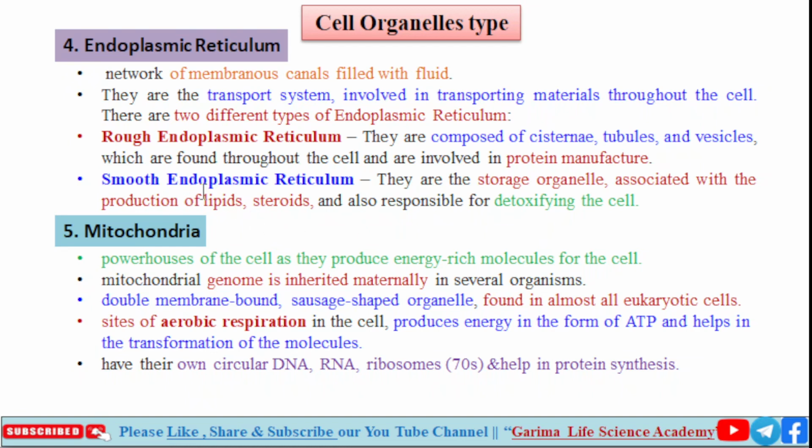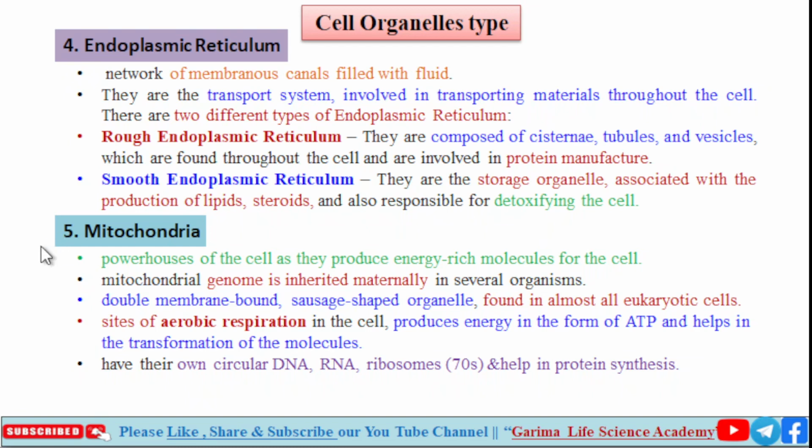Second is smooth endoplasmic reticulum. It is a storage organelle associated with production of lipids and steroids, and is also responsible for detoxifying the cell. So it plays an important role in production of lipids and steroids, and in detoxifying waste and drugs.